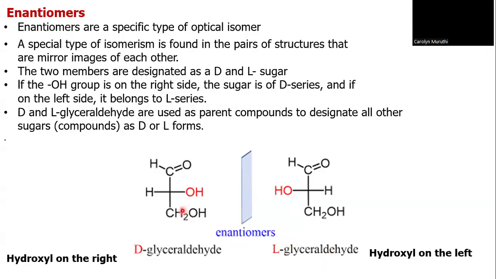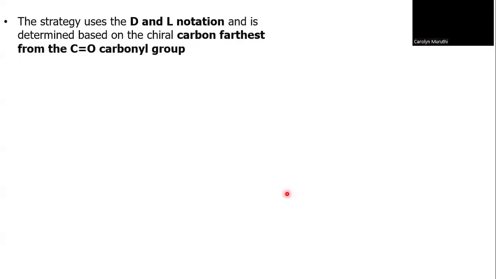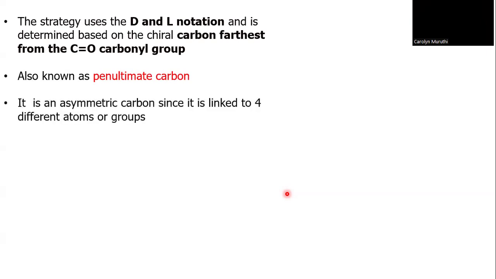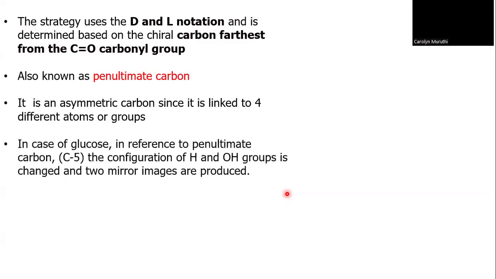So D- and L-glyceraldehyde are used as parent compounds to designate all other sugars or other compounds as D or L forms. In other monosaccharides which have more than 3 carbons, this is determined based on the chiral carbon which is farthest from the carbonyl group. This carbon is also known as the penultimate carbon. It is also asymmetric because it is linked to 4 different atoms or groups.